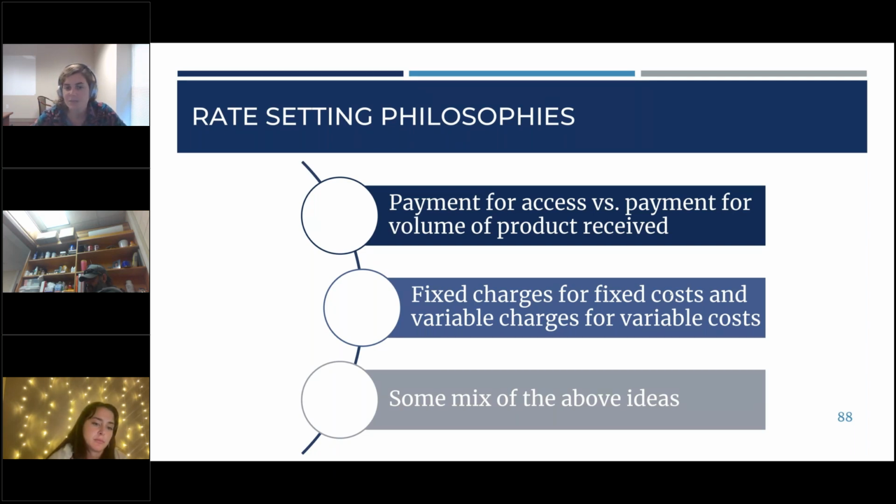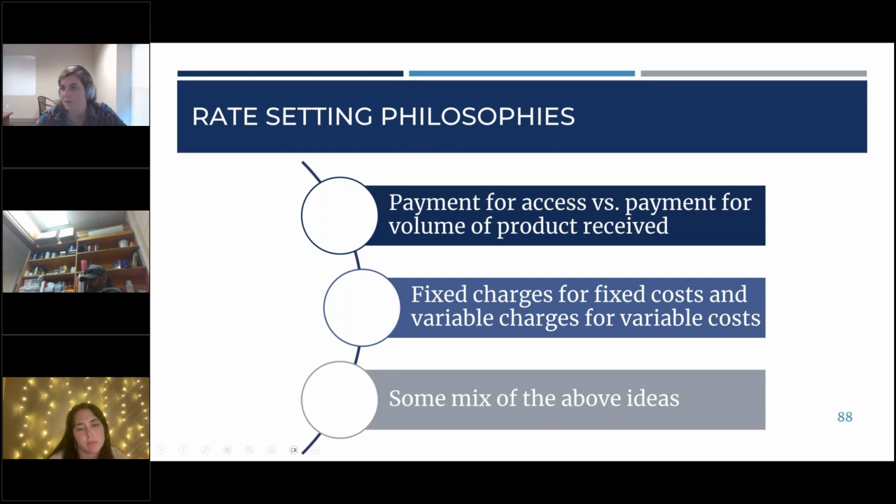Some of the different philosophies that we see is payment for access versus payment for volume of product received. So this is basically the idea that should someone pay purely just because they have access to the service, the infrastructure, right, to get to them, versus should they just pay for the commodity itself? Should they just pay for whatever they use? And so the payment for access, an example of that would just be like a fixed rate.